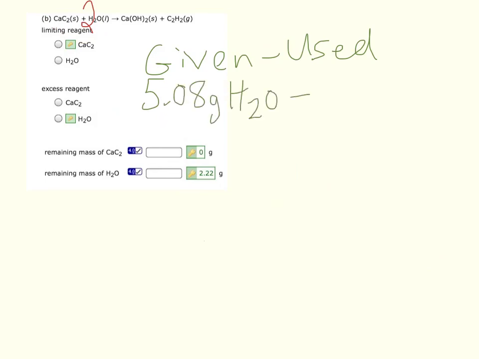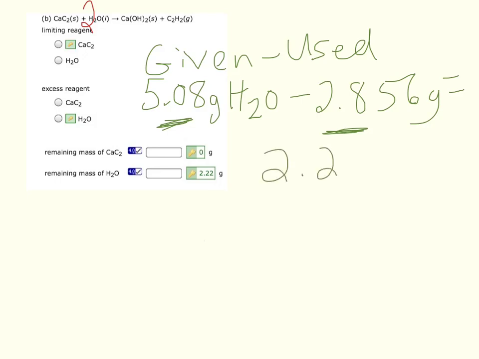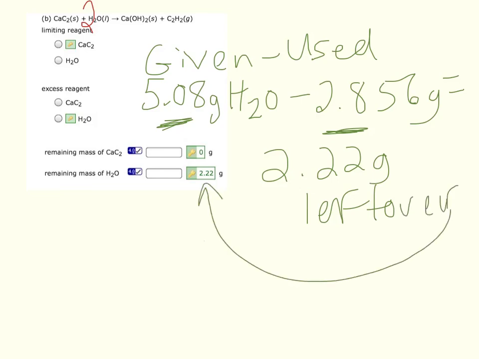And how much did we use? That was from the last calculation we just did, which was 2.856 grams. So notice this number always has to be bigger than that number. We subtract those two numbers and we get 2.22 grams left over. And that's what that amount is right there. So that's how much water we have left over.